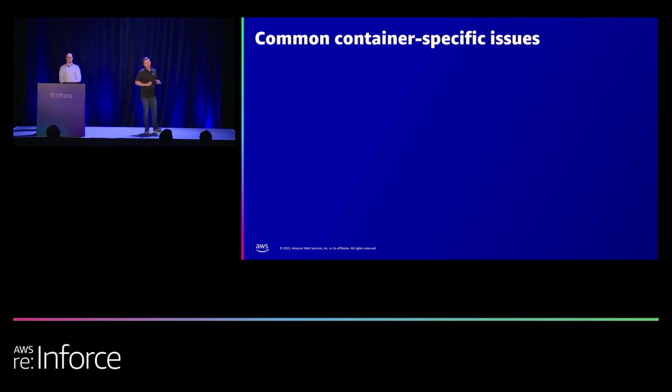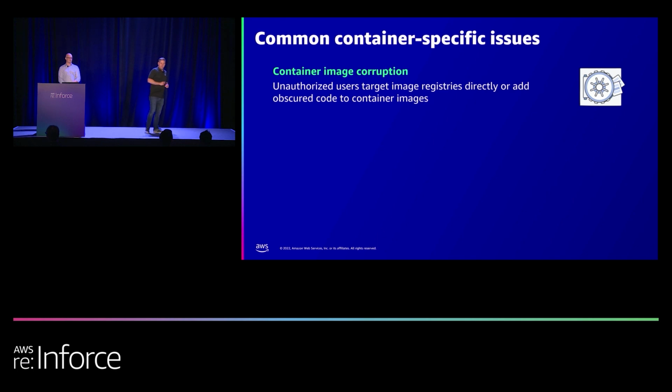Three categories of container-specific threats or issues. The first, as I mentioned, is container image corruption, if you will. It could be an unauthorized user. In some cases, it might actually be a legitimately authorized user that embeds something in a container image that really shouldn't be there. It could be misconfiguration. Maybe they're not well-trained in security practices, so they're adding something they shouldn't.